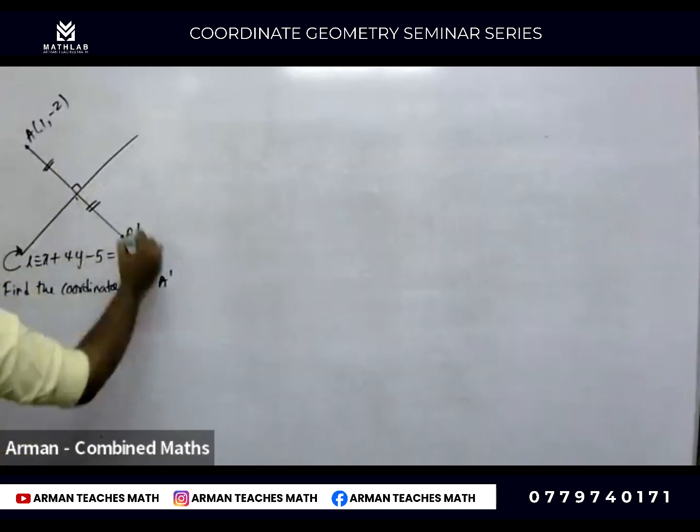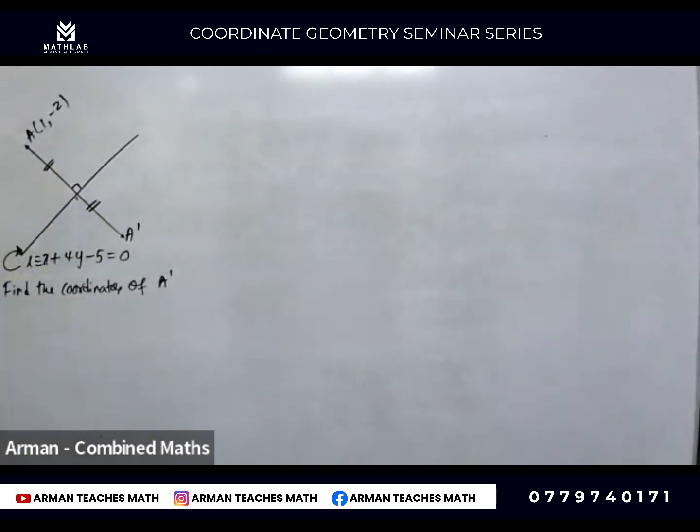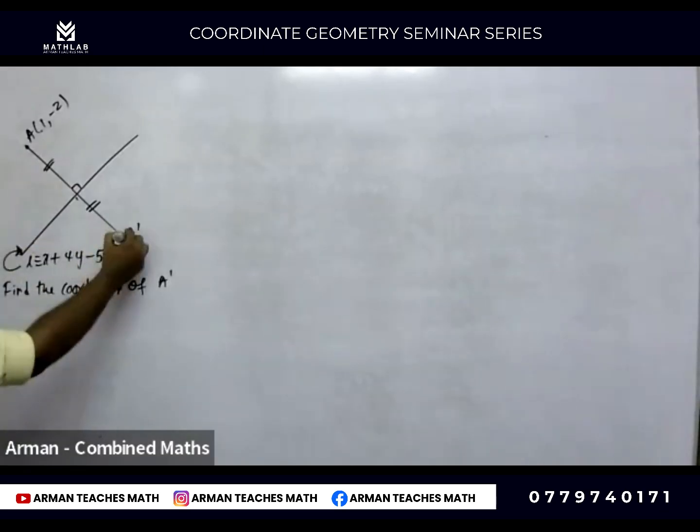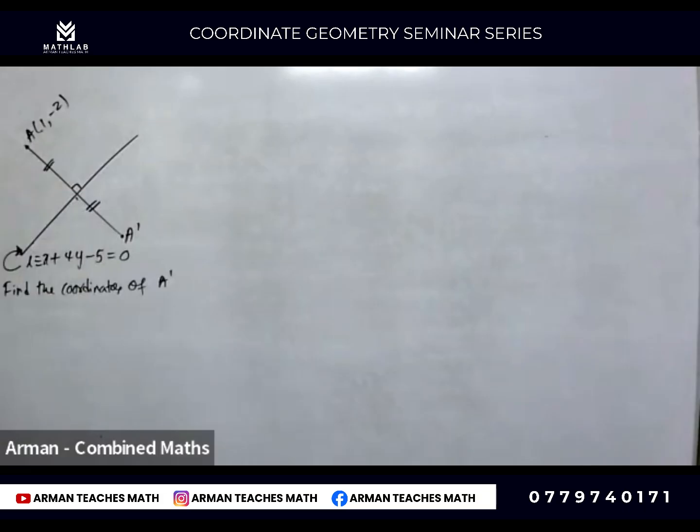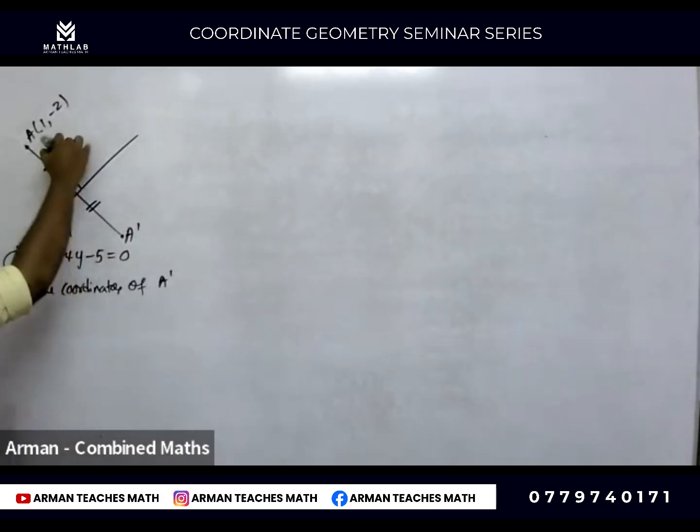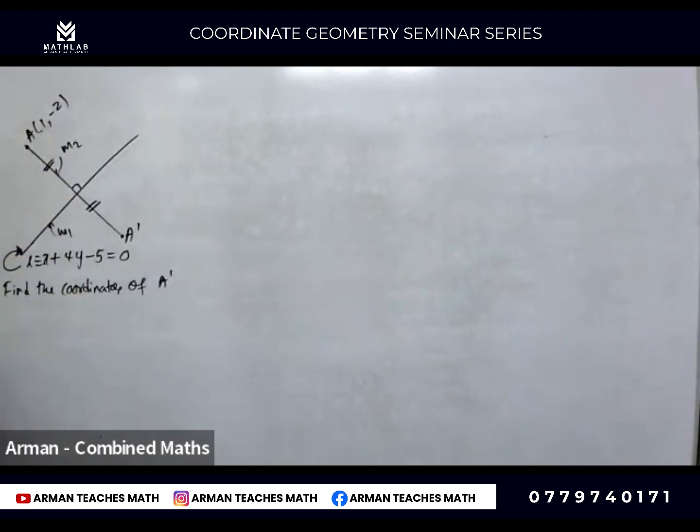This one is equal to this one. Why? It's a reflection point of A. Point A's reflection is the same as A, but in a different position we have that A dash point. Right. So number one, what we have to do? We calculate the gradient of L. So let's take the gradient of this one as M1 and gradient of this one as M2.